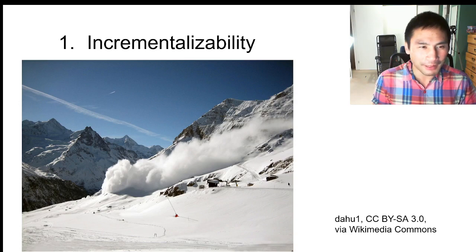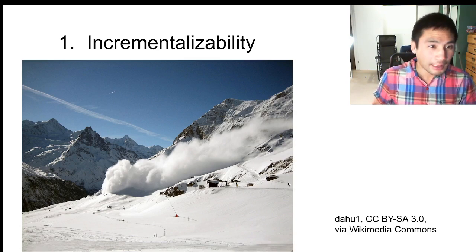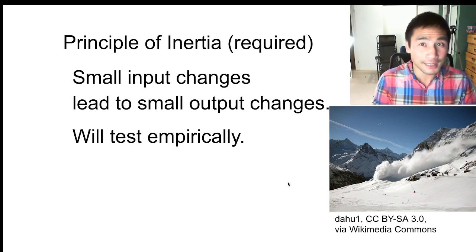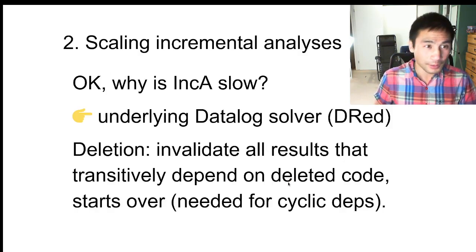So an avalanche is an example where a small input causes a large effect in the world, right? And so the idea is that you want the opposite of that. They call that the principle of inertia. So you want small input changes to lead to small output changes, the opposite of avalanches. And what they do is they test this empirically. So let's see how they do that.